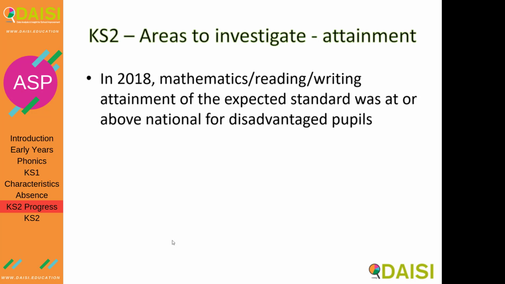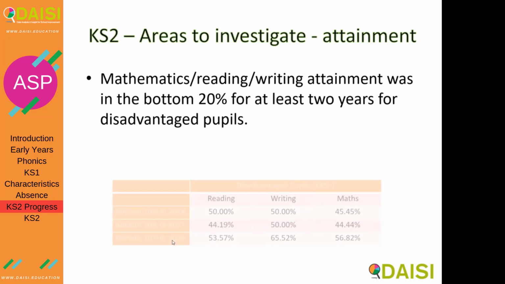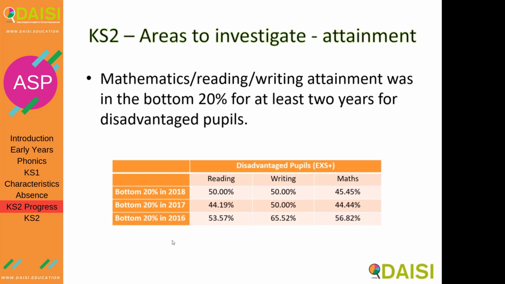So, name of subject at the expected standard was at or above the national for disadvantaged pupils, which in reality was, are you above the national other? Was your maths, reading and writing attainment in the bottom 20% for at least 2 years for disadvantaged pupils? Again, you won't actually find these figures in your IDSR. You will have to look in the ASP. So we're talking, was your reading and maths in the mid-40s or so or below?